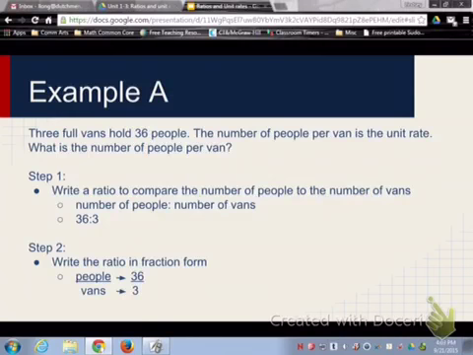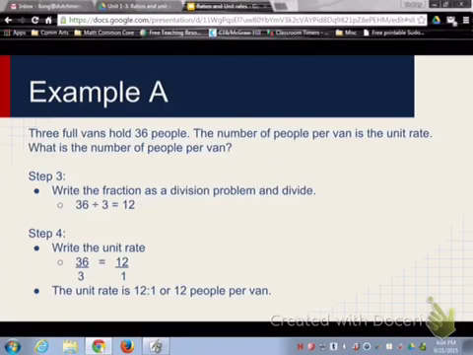Step 2, we write the ratio in fraction form. Once again, our first number is on top. So the number of people, 36, is on top, and the number of vans, 3, is on the bottom. Step 3, we write the fraction as a division problem and then divide. So 36 over 3 is the same as dividing 36 divided by 3. 36 divided by 3 gives us 12.